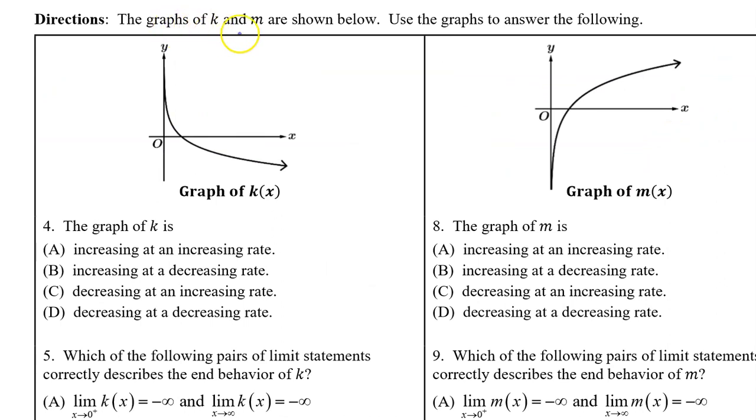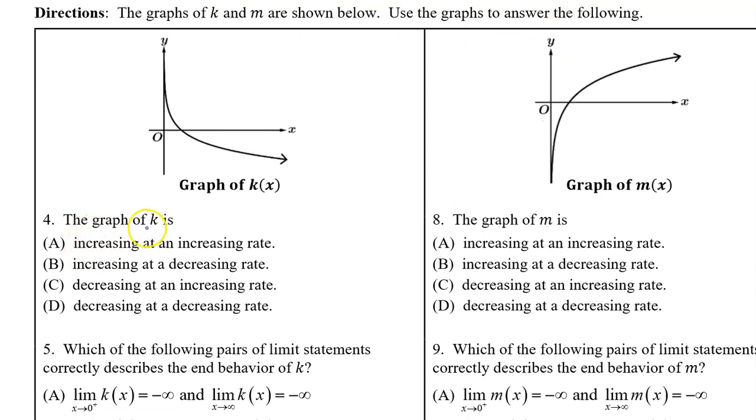The graphs of k and m are shown below. Use the graphs to answer the following. Number 4, is the graph of k increasing at an increasing rate, increasing at a decreasing rate, decreasing at an increasing rate, or decreasing at a decreasing rate? From left to right, k of x is obviously falling, so it is definitely decreasing. So the answer is not going to be A or B. But is the rate increasing or decreasing?